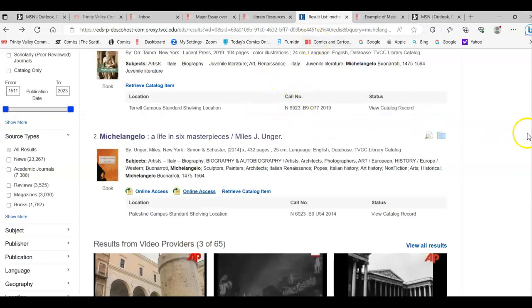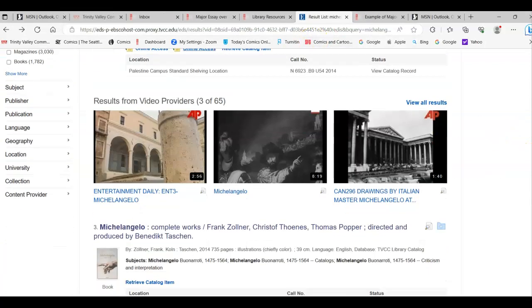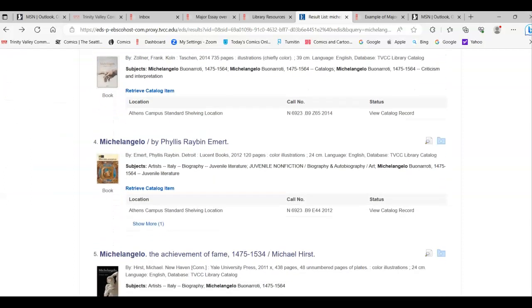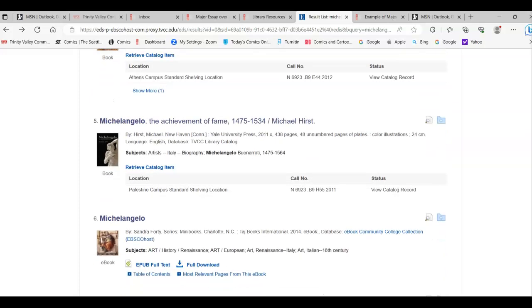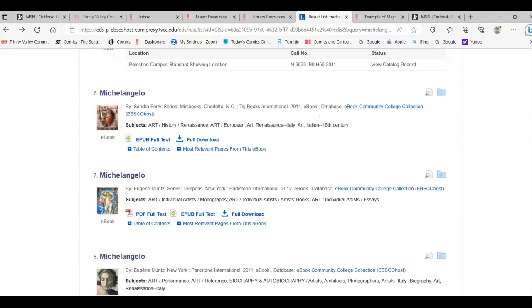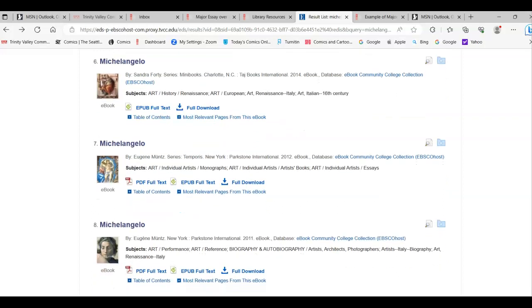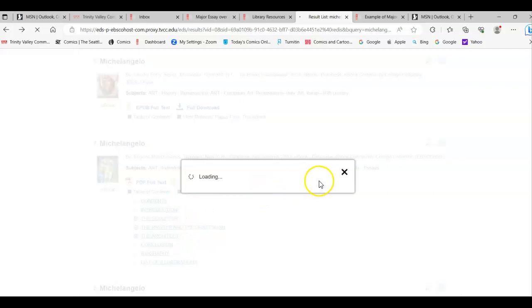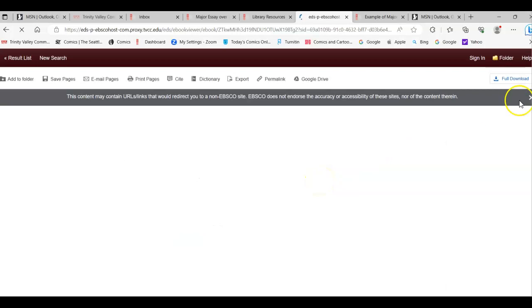This book I know can be accessed online. Well, this one I know can be also. This is Muntz, and you'll see sculpture, where it talks about him as a sculptor. It's a good chapter in the textbook. And again, give it a moment to call up.